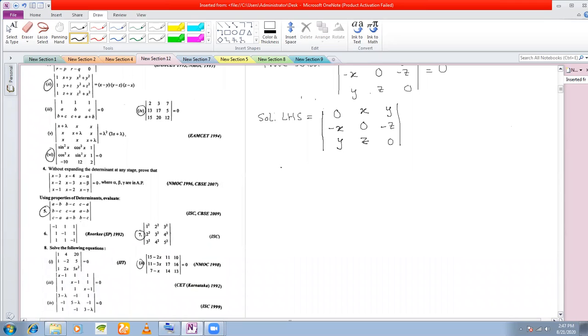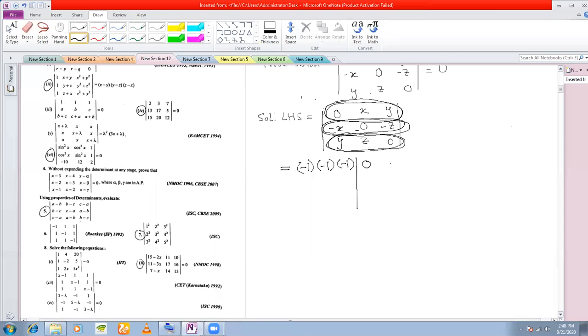Now, what we do here is we take minus common from the first row. From the next row, we take a minus common. And from this row also, take a minus common. Sir, your voice is coming very low. Okay. Now you can hear me? Yes, sir. So I take minus common from the first row, the second row, and the third row. Let's see what I get.